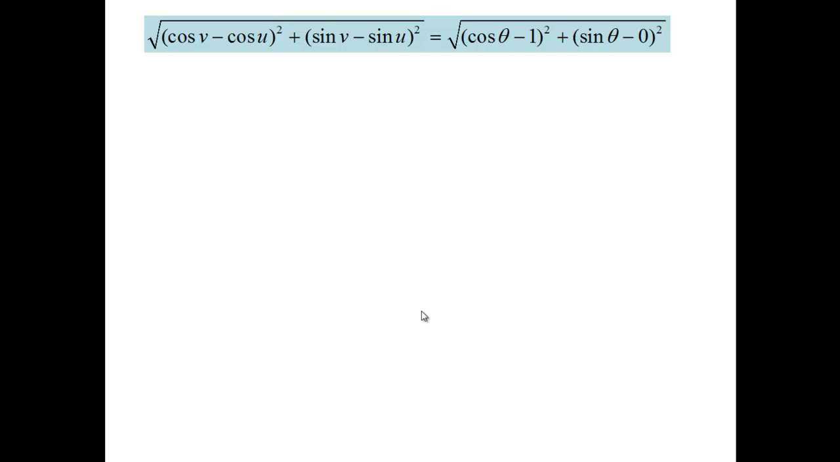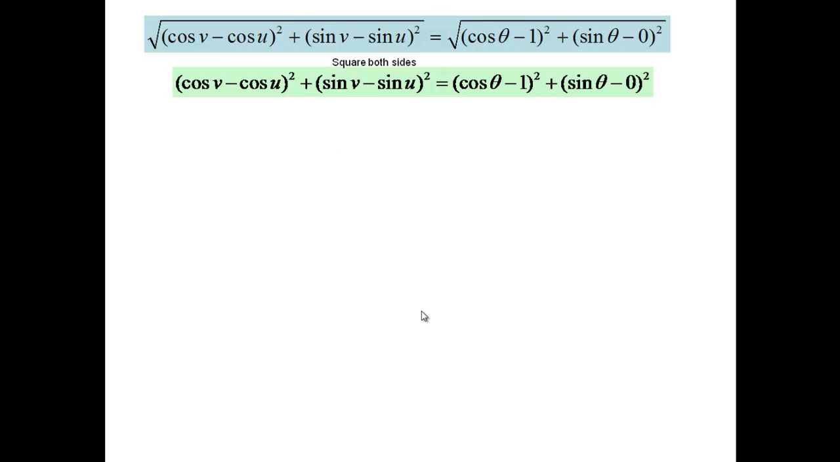Let's get rid of these square roots. They're kind of in the way. So square both sides. That takes care of that. That's really nice. All right, now let's go ahead and simplify a little further. Let's FOIL this out, or multiply this out. This is going to be long, but that's because we've got two quantities squared on both sides of my equation.